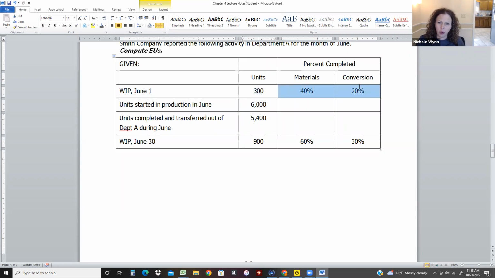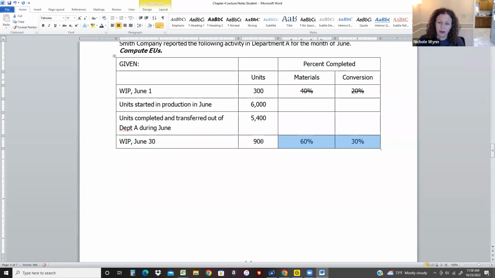We only need these percentages when we're using FIFO, because first in, first out, we have to look at those first units separately and do calculations with them. So you will not need those percentages. You can cross them out or just X through them, or you just know that you're going to ignore the beginning percentages. But on the ending percentages, we do need these numbers.